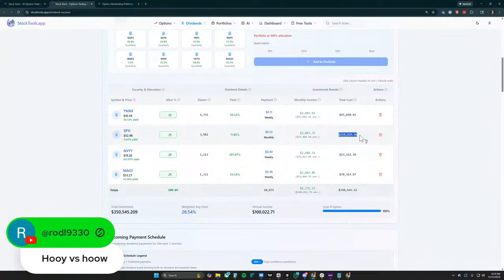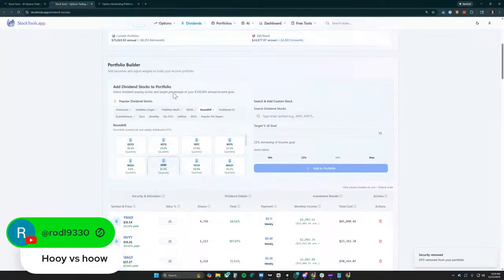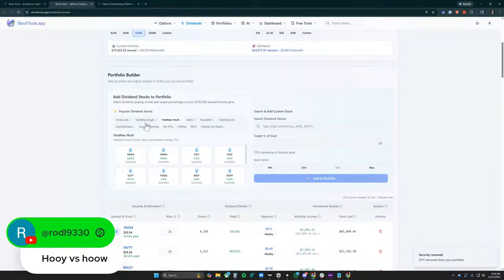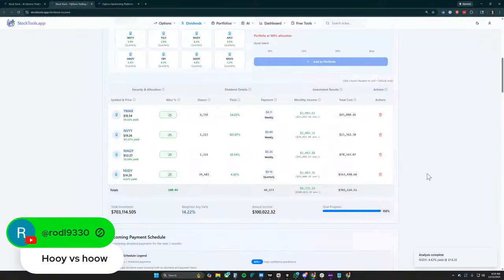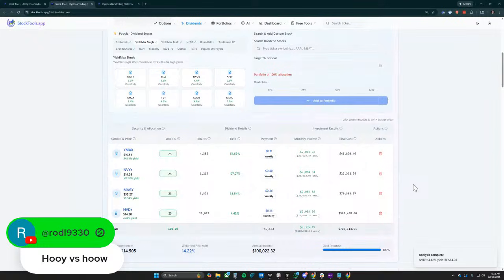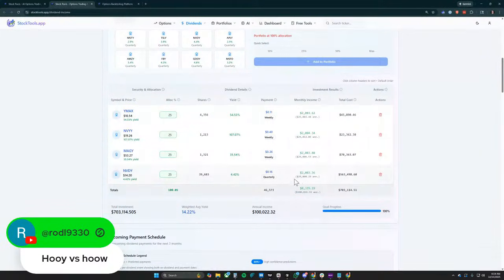If we swap out SPY for NBDY or something like that, let's do that real quick just so everyone can see. So we'll switch that out for NBDY, and we'll see. And now that actually goes down to less. NBDY, what the heck happened here?